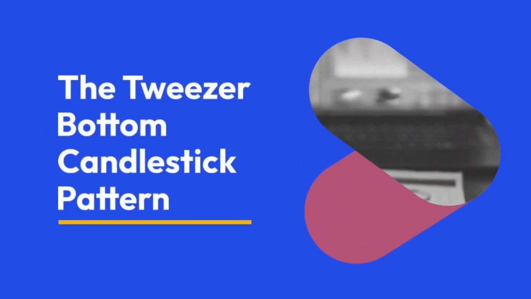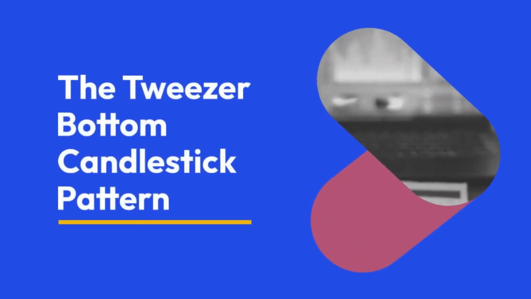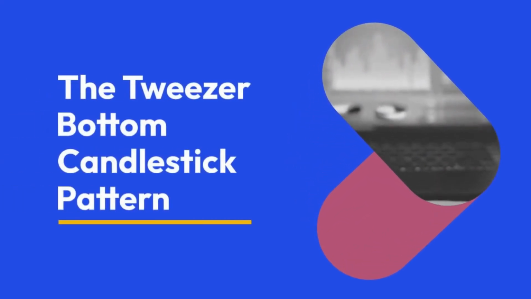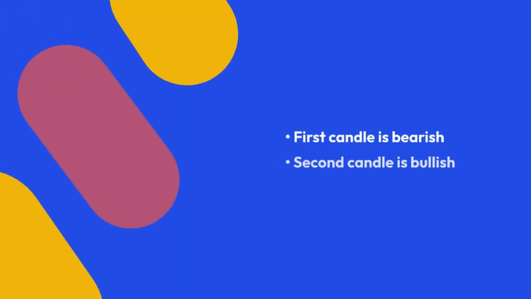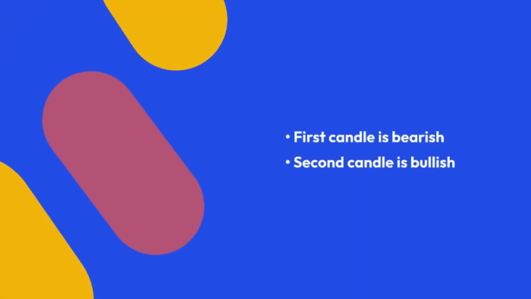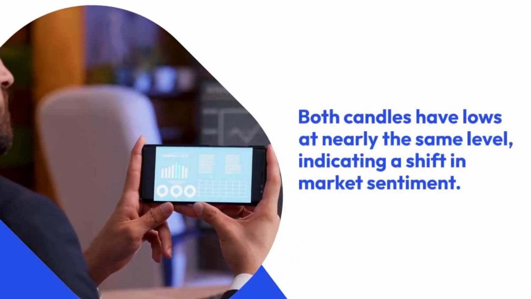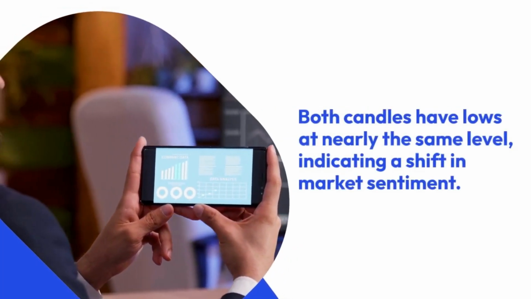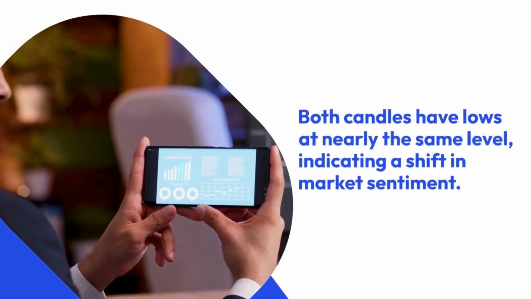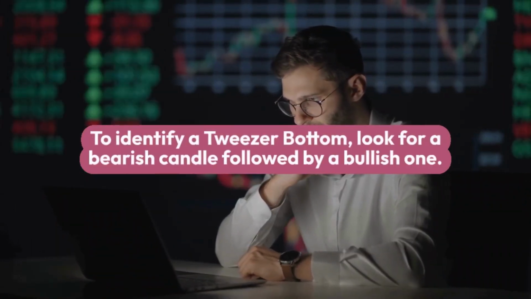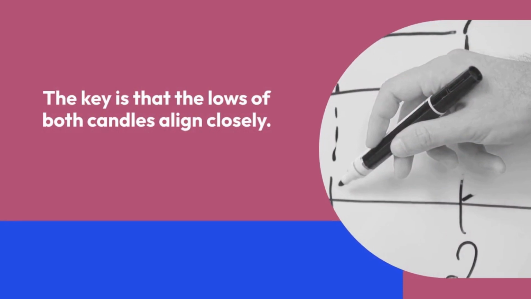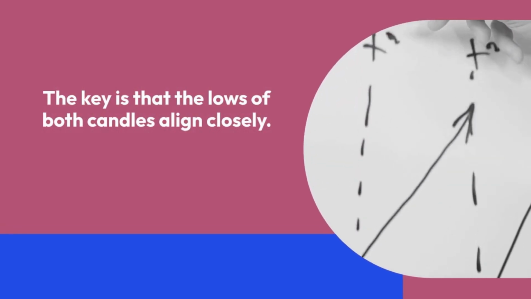The tweezer bottom candlestick pattern is a 2-candle formation used in technical analysis. It signals a potential reversal in a downtrend. The first candle is bearish, followed by a bullish candle. Both candles have lows at nearly the same level, indicating a shift in market sentiment. To identify a tweezer bottom, look for a bearish candle followed by a bullish one. The key is that the lows of both candles align closely.